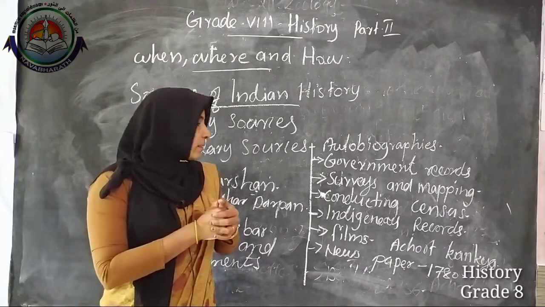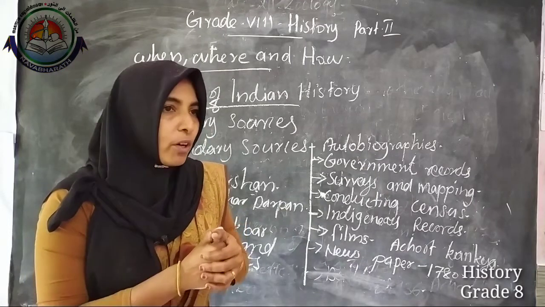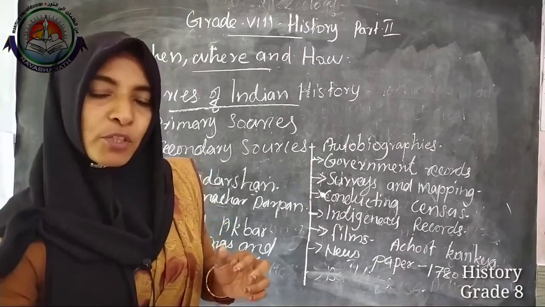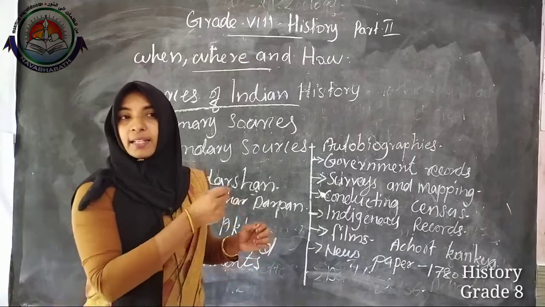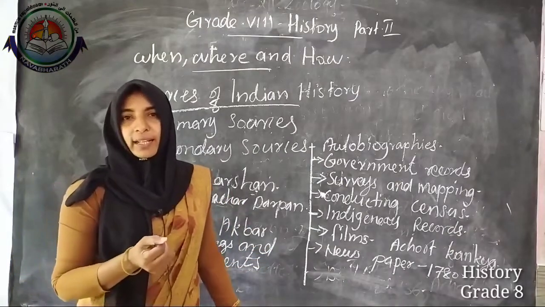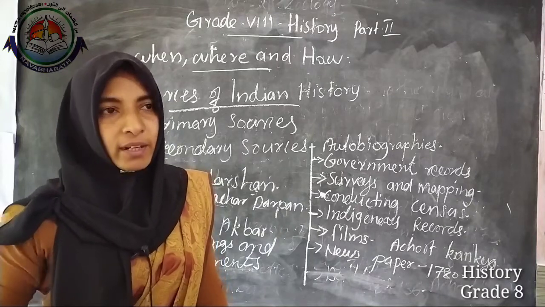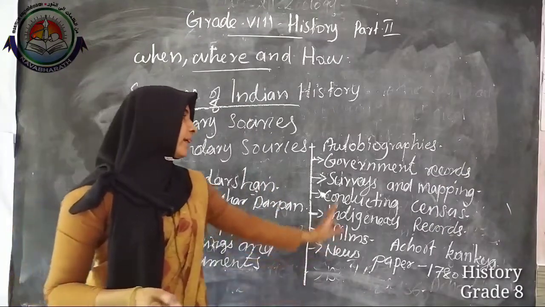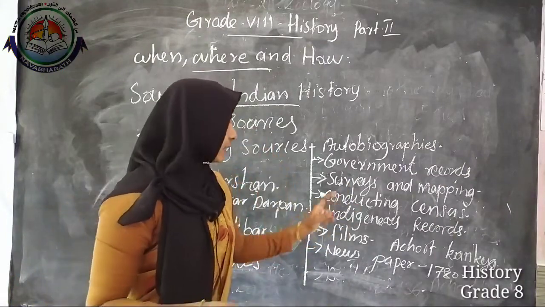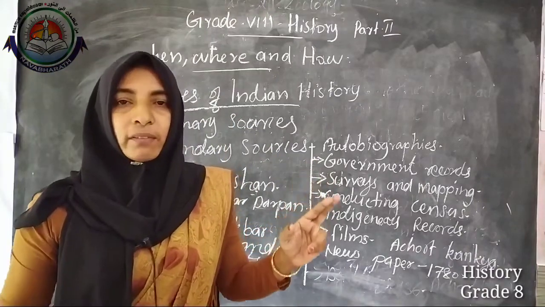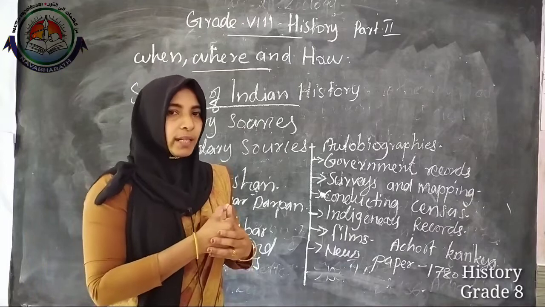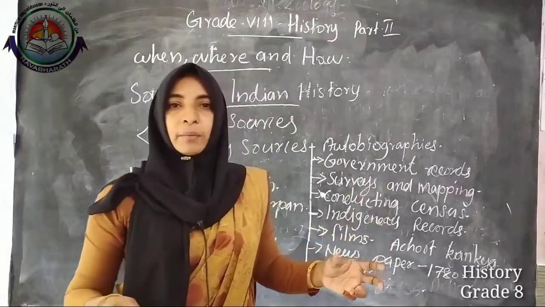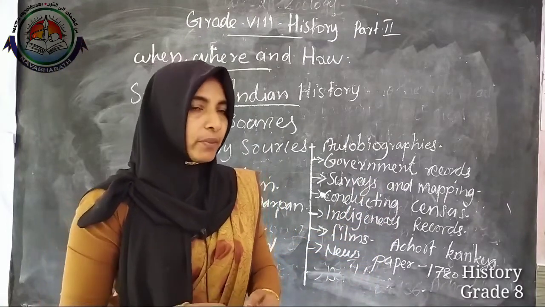Which are the archives they set up? The National Museum of India and the National Archive of Delhi. These are the archives set up by the Britishers in order to keep their records. Then surveys and mapping. They conducted surveys in order to know the length and breadth of the country. Moreover, it helped them to know about newly annexed territories. Mapping helped them to locate the topography and landscape very easily.